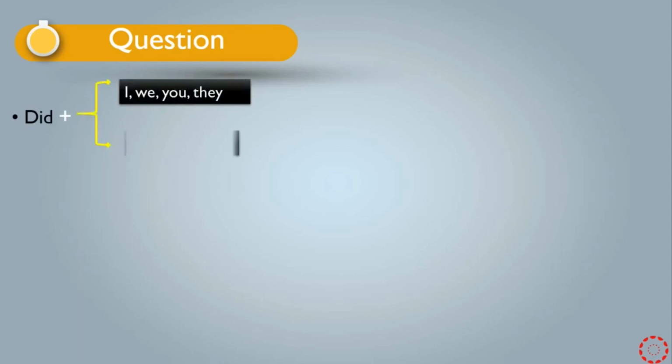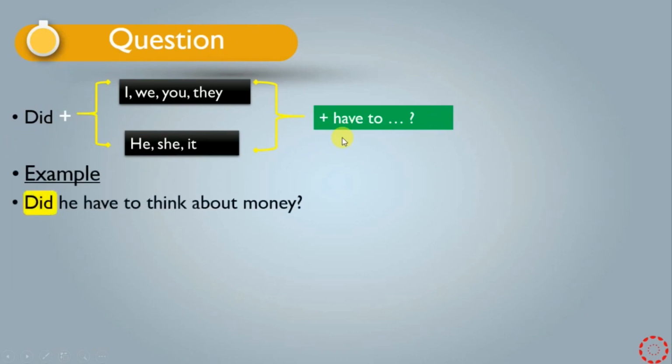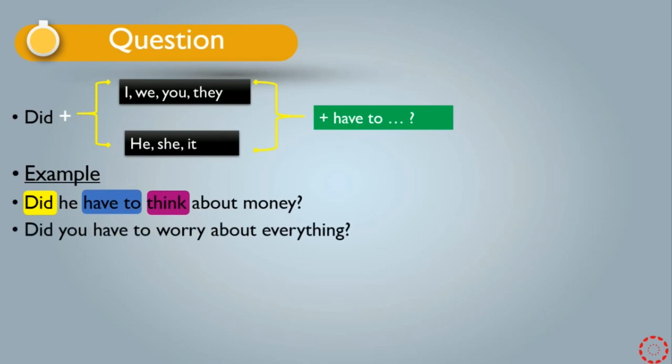The third type that we have is question. Did at the beginning, did plus what? Plus subject, which is I, we, you, they, or he, she, it, and both of them are followed by have to, because we have did here, so had to changes to have to. Okay, for example, did he have to think about money? Because we have did, and after he we have have to, and also think, which is a verb and should be base. And did you have to worry about everything? Again, we have did and have to, and also worry, which has to be in base form.